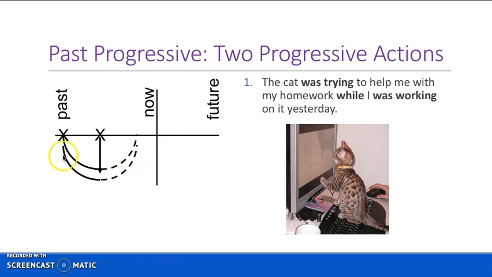So, first of all, I was working on my homework yesterday, so that took some time. That was a continuing action in the past. And at the same time, the cat was trying to help me with my homework. So they were both continuing at the same time in the past.